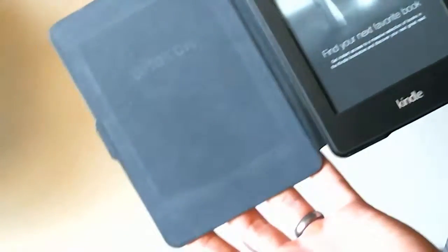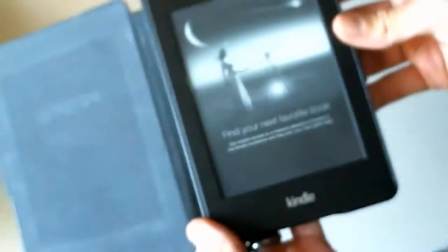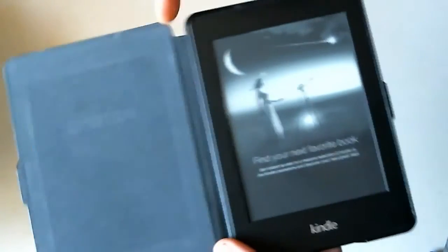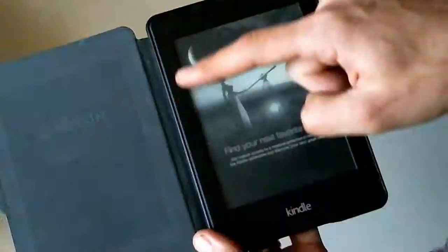The case opens like a normal book. It has the brand name there. This is kind of a fabric-y material here. And then you have your whole Kindle Paperwhite. You have a little rubberized case that goes around the outside.